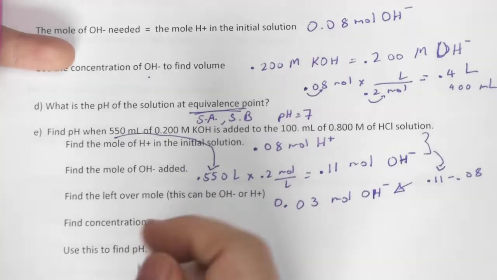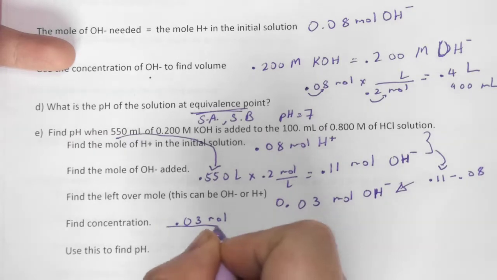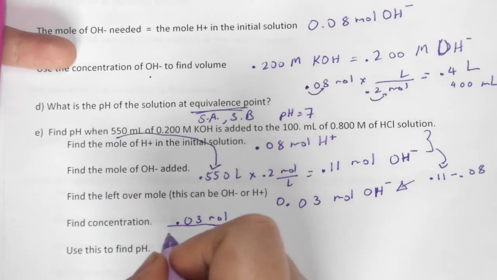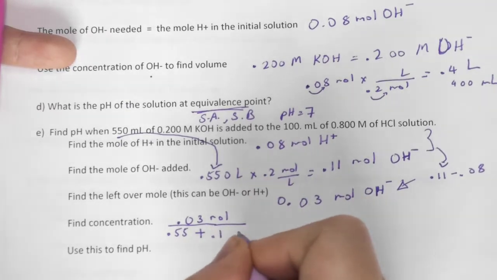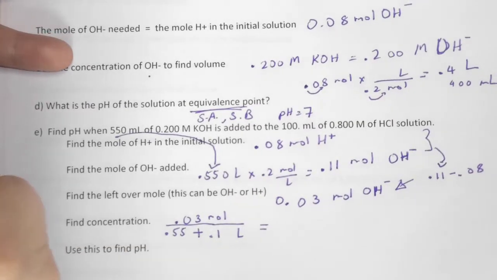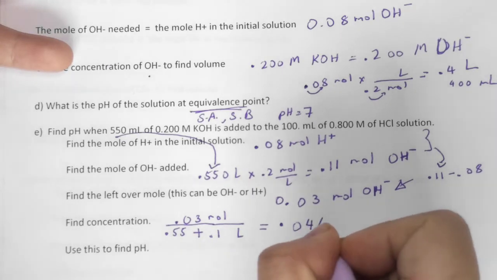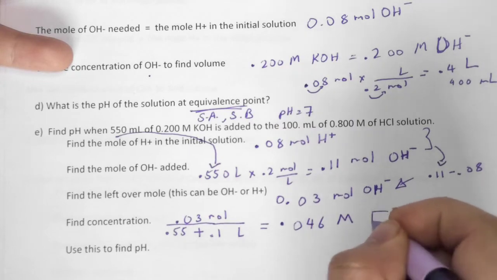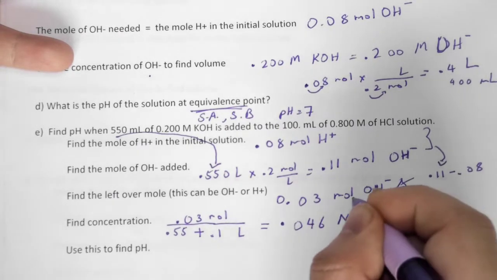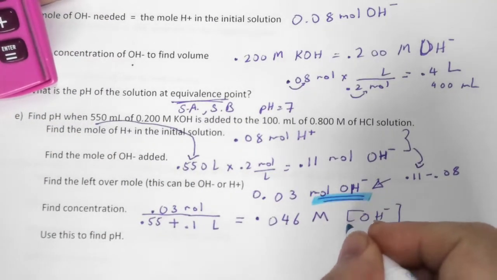All right, find the concentration. Easy, 0.03 mole divided by liter. Liter, what did we add? We add 0.55 liter plus original amount 0.1 liter, equal to divided by 0.65. So we're gonna get 0.046. That's a molarity. Be careful what it is a molarity of. This is OH minus because that's the excess. Okay, if you're wondering, all right, excess.